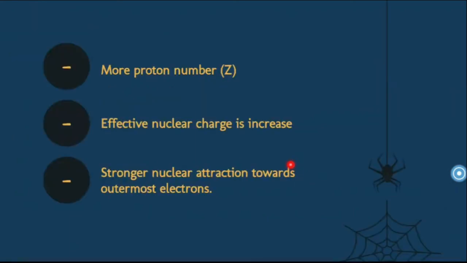Cause and effect of the effective nuclear charge. The effective nuclear charge depends on the number of protons. When you have more protons, it will cause the effective nuclear charge to increase. When the effective nuclear charge is increased, it will give you a stronger nucleus attraction. This is the effect of a higher effective nuclear charge. So if you have a higher Zeff, it means that you have a stronger nucleus attraction.